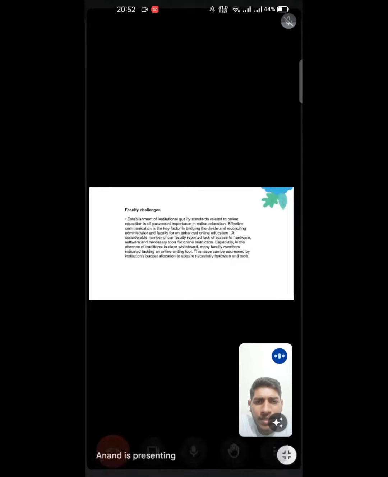Faculty challenge. Establishing institutional quality standards related to online education is of paramount importance in online education. Effective communication is the key factor in bridging the divide and reconciling administrators and faculty for enhanced online education.